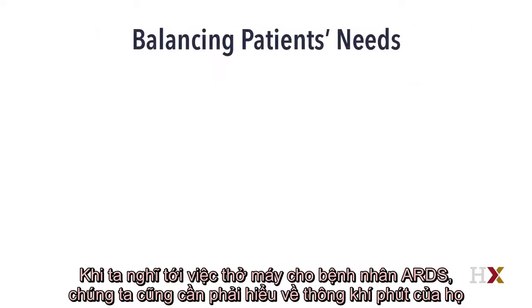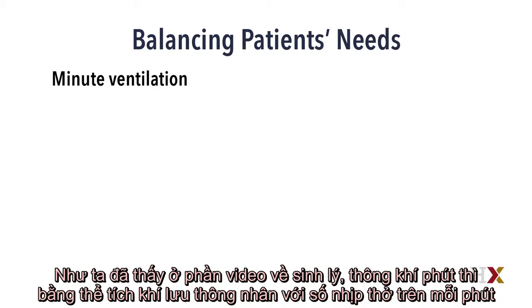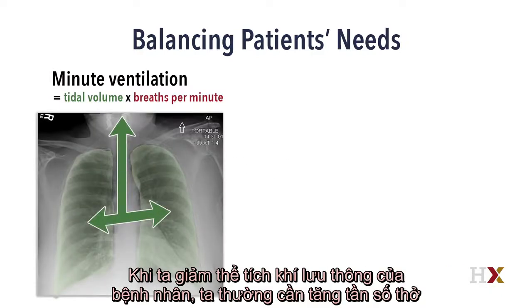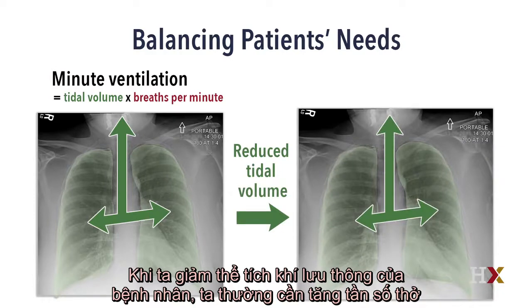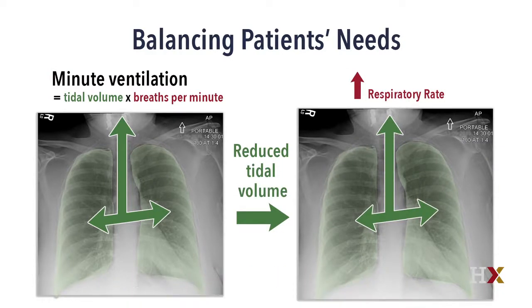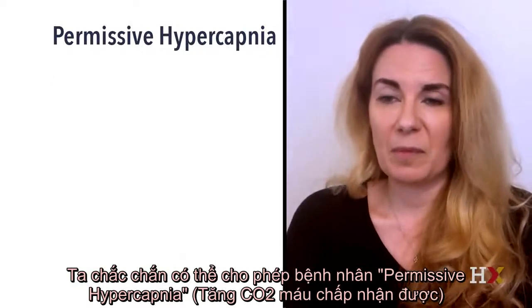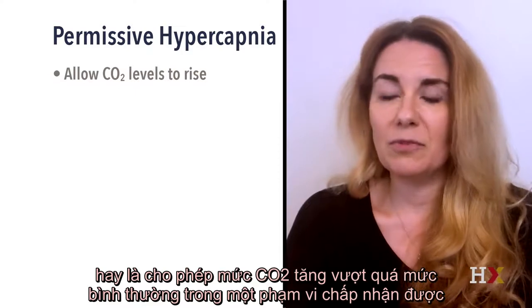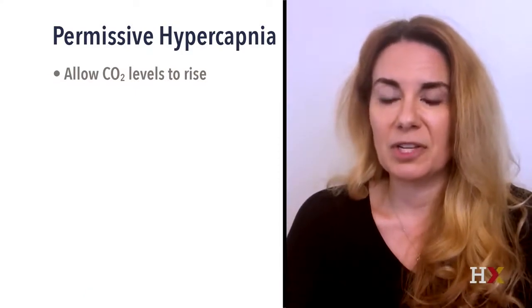As we're thinking about ventilating patients with ARDS, we also have to be cognizant of their minute ventilation. As we saw in the physiology video, minute ventilation is equivalent to the tidal volume and the breaths per minute. As we decrease a patient's tidal volume, we usually need to increase the respiratory rate to keep them at a fairly comparable minute ventilation. We can certainly allow patients to have permissive hypercapnia or allow the CO2 to rise above what we would normally consider to be an acceptable range.